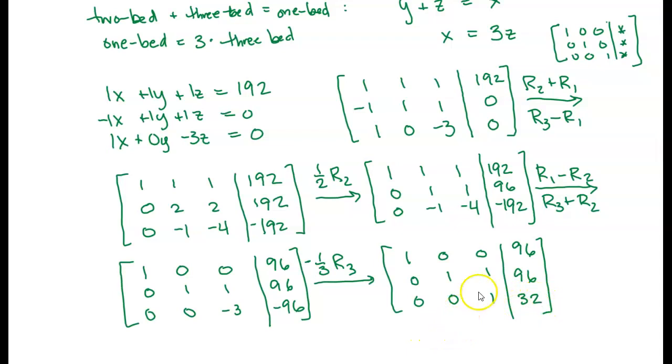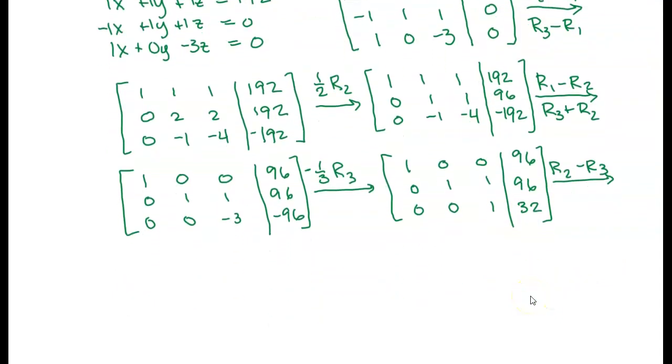Okay. One more step. I need a 0 in the second row in the last column. And what I can do is just take row 2 and subtract row 3. That's my last step. And then I'll have it just the way I want it, right? So then I've won the game. I've won the game of Gauss Jordan.